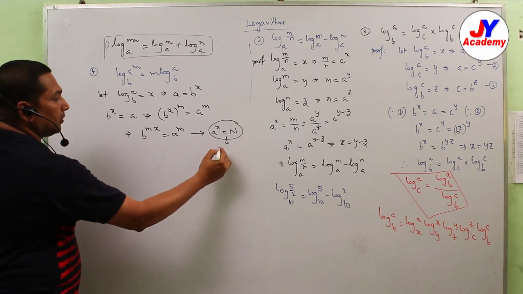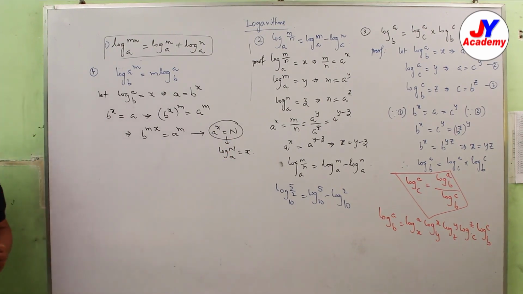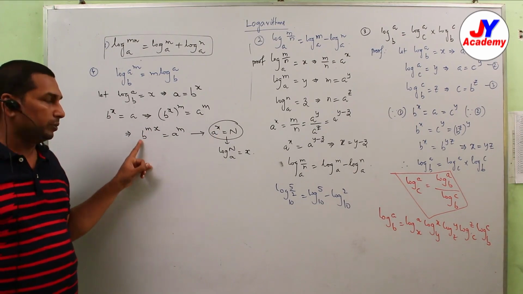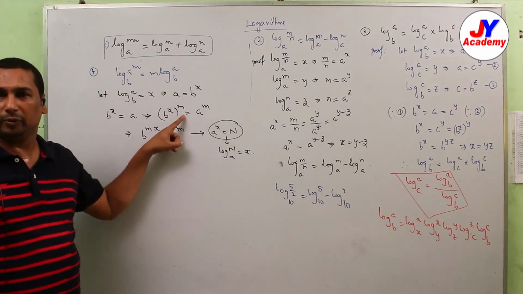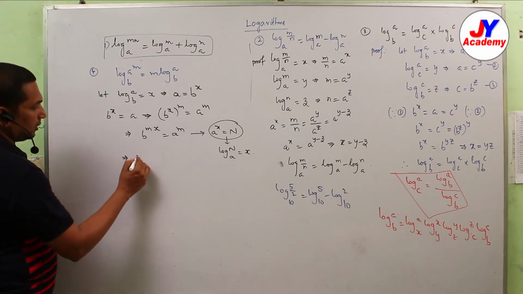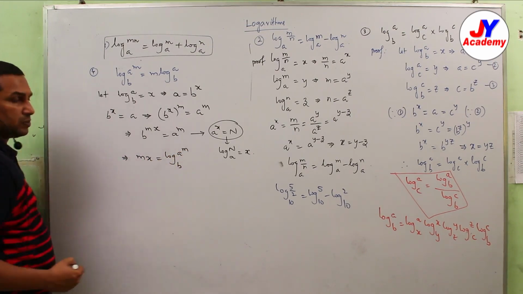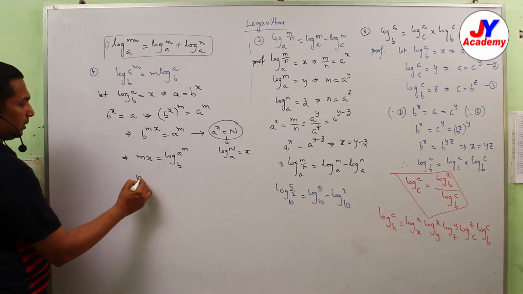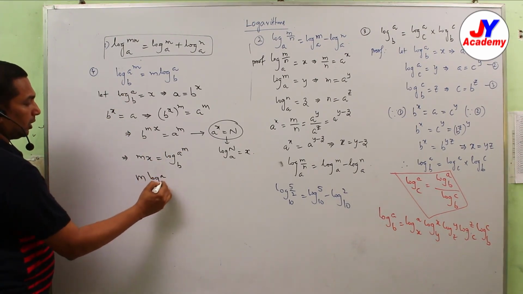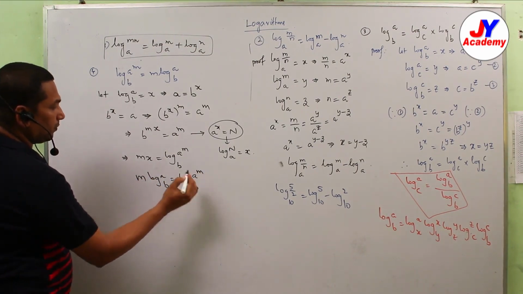Then what is its logarithmic form? Log n base a is equal to x. So x replaced by mx, base a is b, and n is a power m. Compare with these two, then we can write mx is equal to log a power m base b. So what is m? What is x? Log a base b. So m log a base b is equal to log a power m base b.